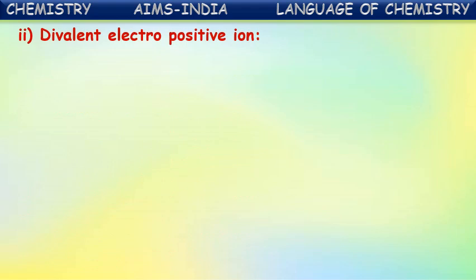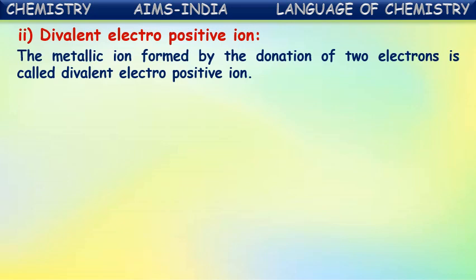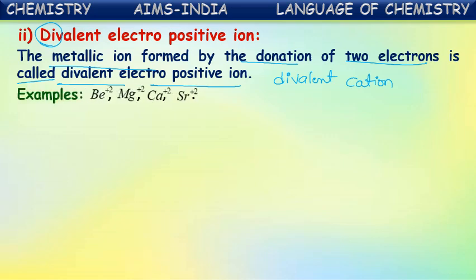Now come to the next one, divalent electropositive ion. It is easy, right? Monovalent means it loses one electron or donates one electron. Divalent, di means two, so it loses 2 electrons. The metallic ion formed by the donation of 2 electrons is called divalent electropositive ion, or we can also say divalent cation. Let us see the examples for divalent cations.